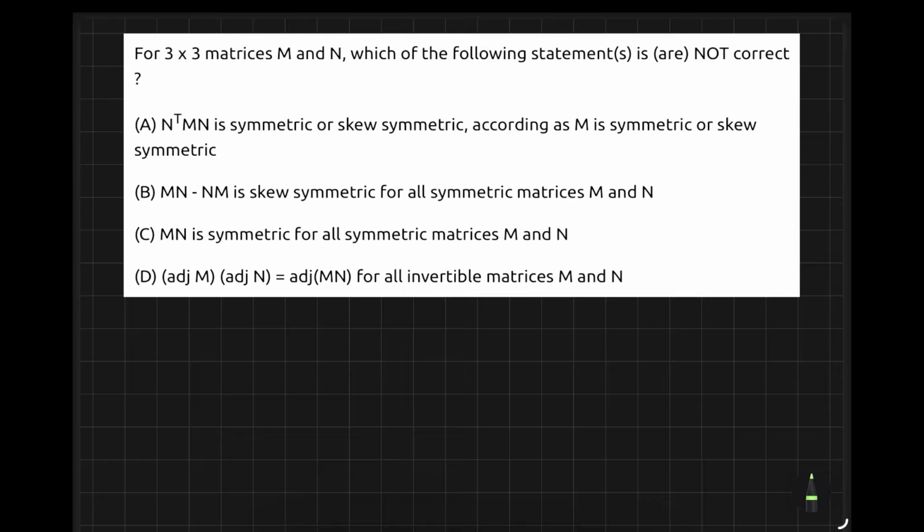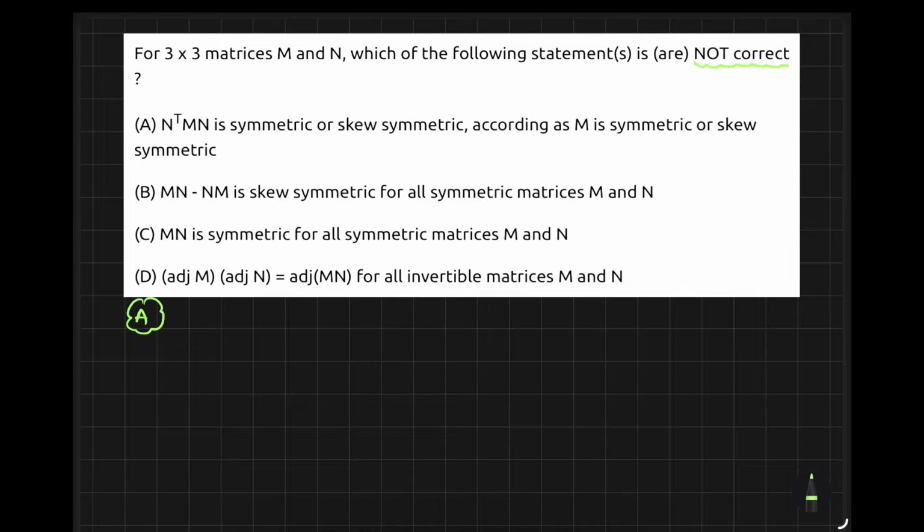So, we are back with a wholesome new question which says: for 3 cross 3 matrices M and N, which of the following statements are not correct? So we have to find out the wrong options. Okay. Now, first we will handle A.